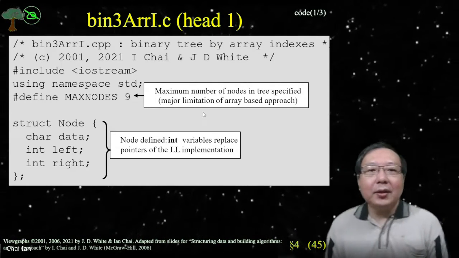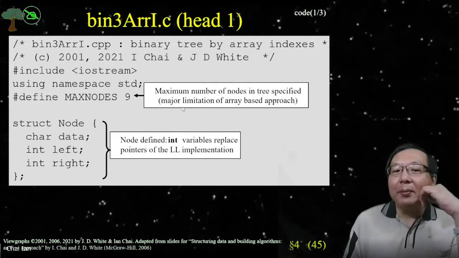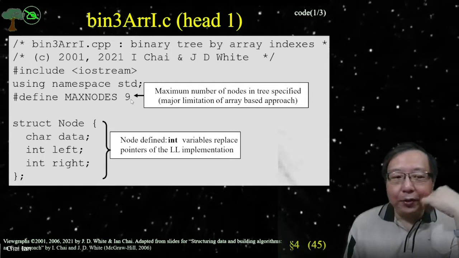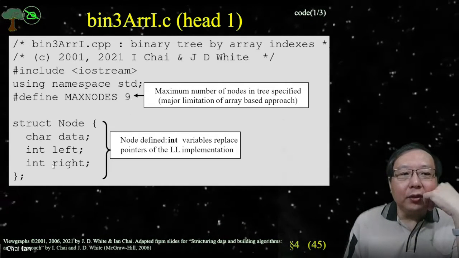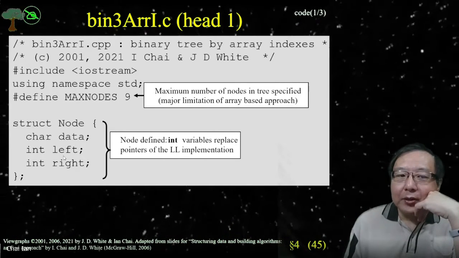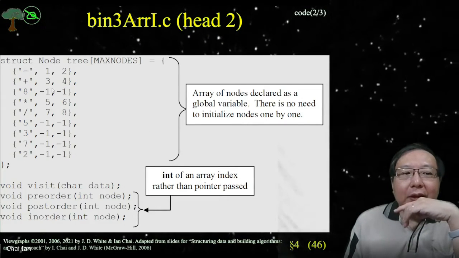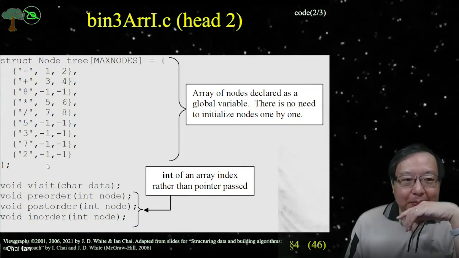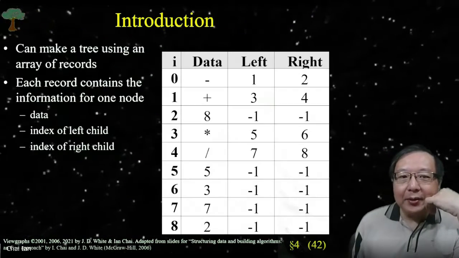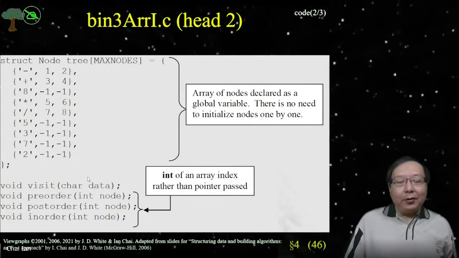Here is the code. Here you need to have a maximum number of nodes. This is the main limitation of the array style, because you need to know ahead of time how many nodes you want to have. The node record now doesn't have pointers. Instead, it has integers for the left and right, because you're going by the indices of the array. Initializing it is easier because you can just type all the data from our table just now. From this table, you just type it all in and it initializes it immediately for you.